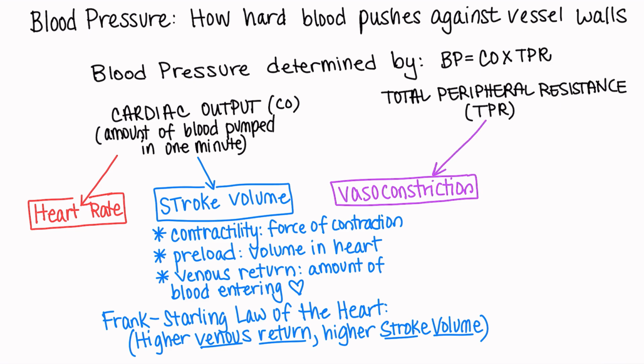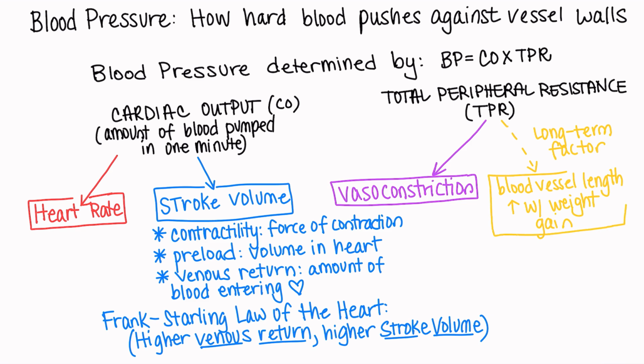That's your key idea. However, there is a long-term factor that we can also consider, and that's weight gain. As we gain weight, we have more blood vessel length in our body, and that increases the resistance. So the heart will have to push harder to get the blood through all of those vessels. We'll put blood vessel length, and it's going to increase with weight gain because we need more blood vessels to go through all that fat. Which is why people tend to have their blood pressure go up as they gain weight.